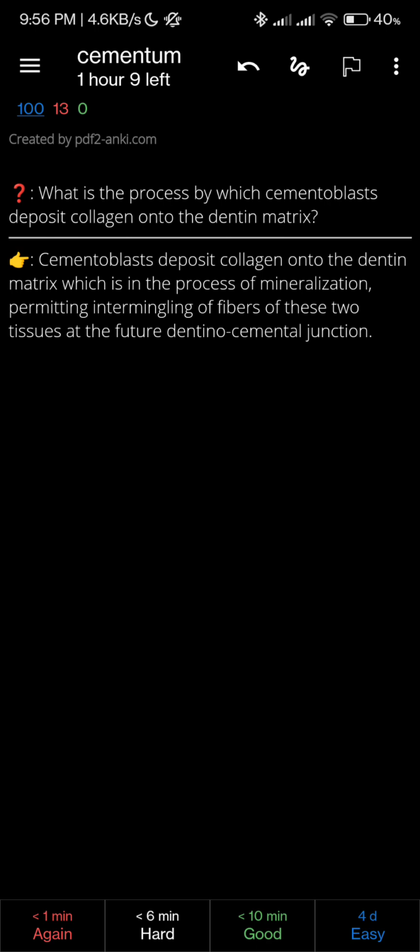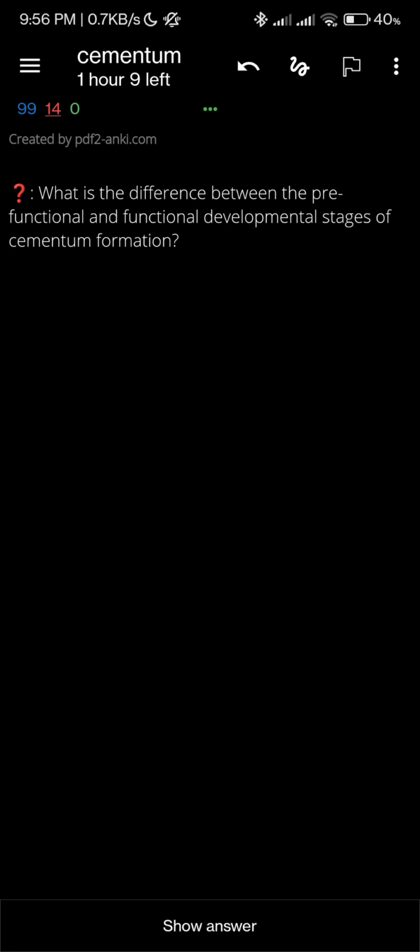What is the process by which cementoblasts deposit collagen fibers onto dentin matrix during mineralization, permitting intermingling of fibers of the two tissues at the future cementodentinal junction? The dentinocemental junction.